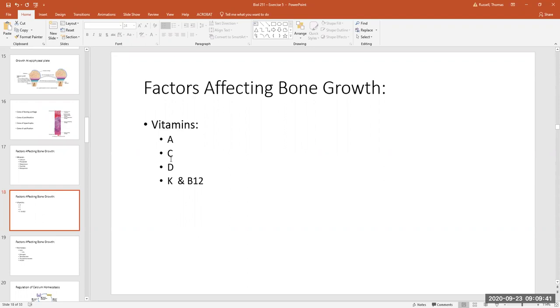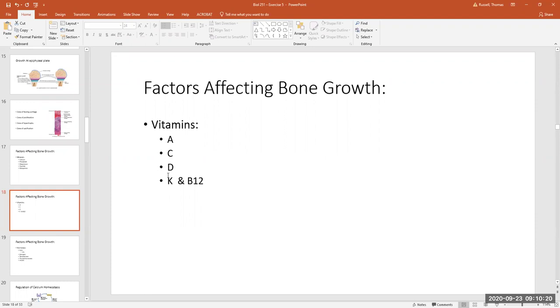Vitamin C is required for collagen fibers to be produced. So without vitamin C, you actually develop a nutritional deficit of vitamin C, a disease called scurvy. You may have heard of that before. And that basically means the bones aren't strong and it's very painful, the joints are painful. So vitamin C is required for the osteoblast to make collagen fibers. Vitamin D is required to maintain calcium in the body. It helps increase blood calcium levels.